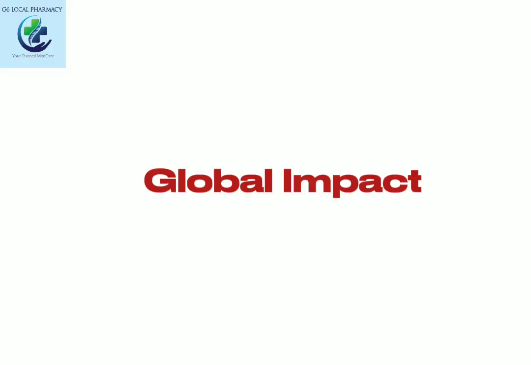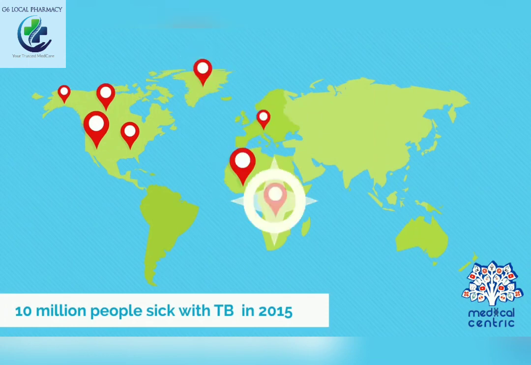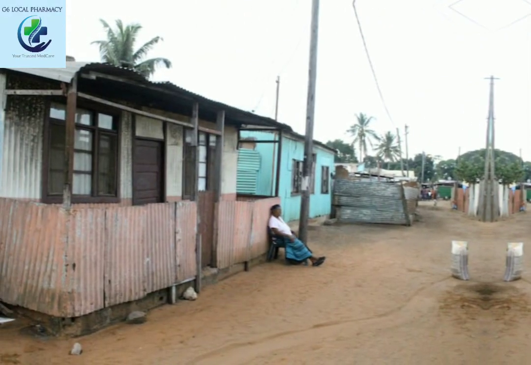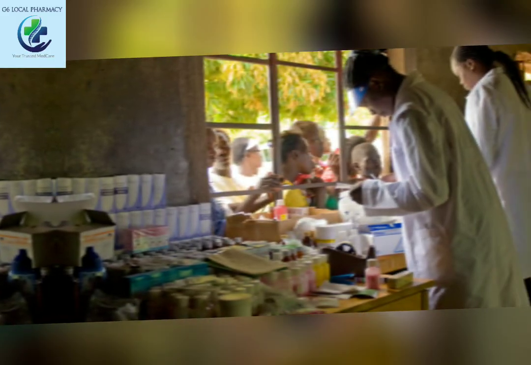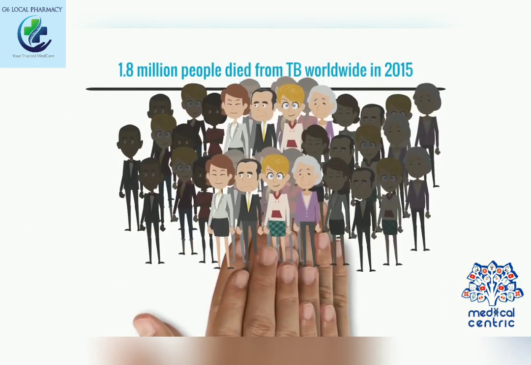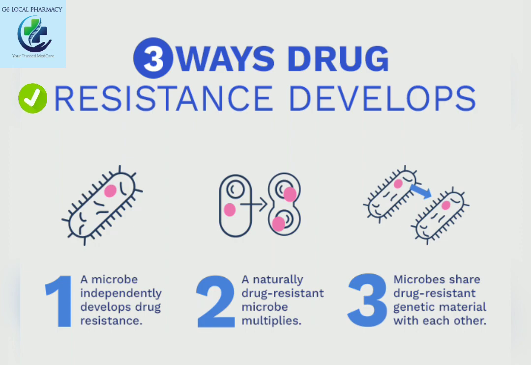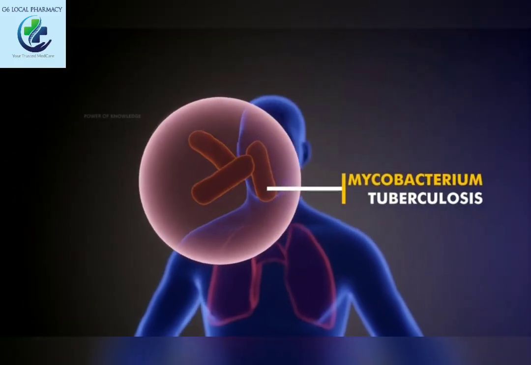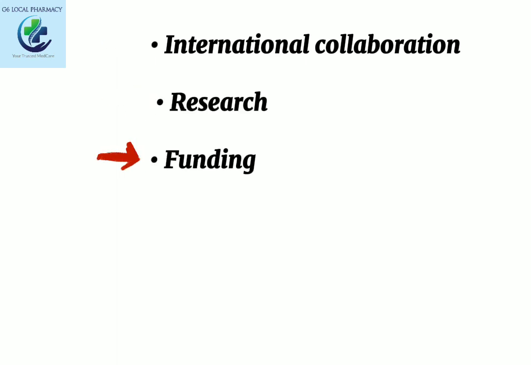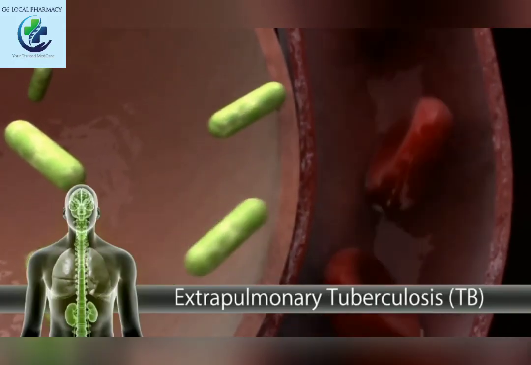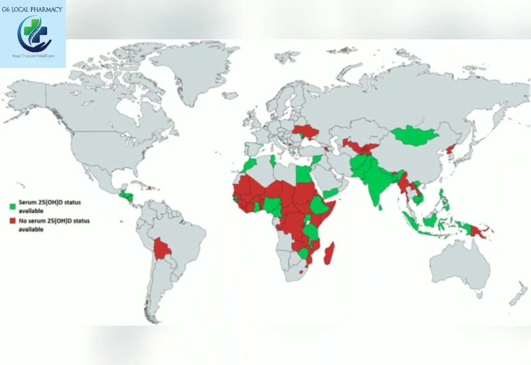Tuberculosis exerts a profound global impact. It ranks as a top infectious disease killer, especially in low and middle-income countries, straining healthcare systems and economies. TB's international spread threatens global health security. Amplified by drug-resistant strains, combating TB necessitates international collaboration, research, and funding to develop better treatments and prevention strategies. A comprehensive approach is essential to mitigate its devastating effects on individuals, communities, and nations.